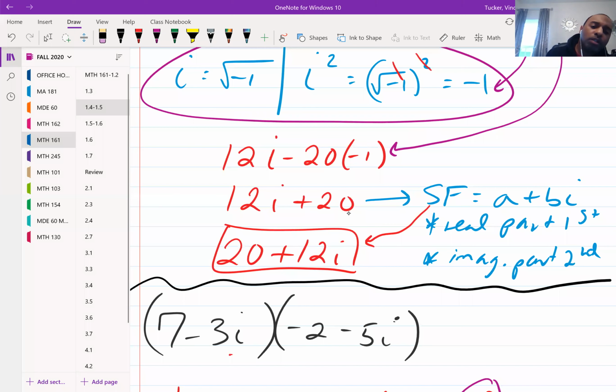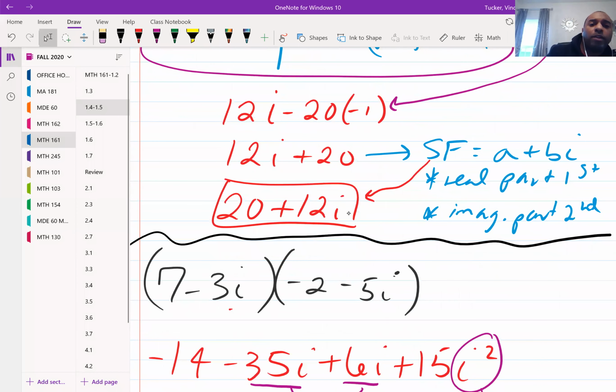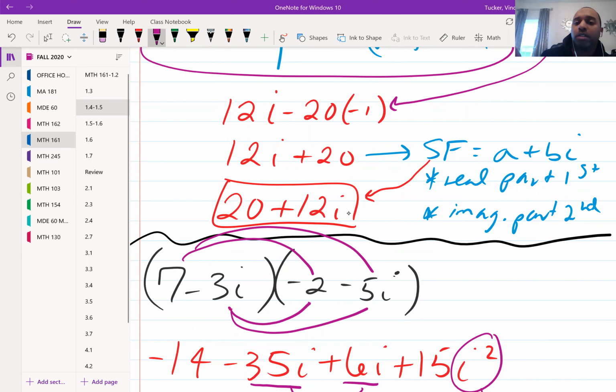Next one is 7 minus 3i times -2 minus 5i. So we have our binomial distribution: 7 times -2, 7 times -5i, -3i times -2, -3i times -5i. Negative times a negative turns positive. Somebody asked, why did the subtraction turn to addition? If you're talking about that last one, -20 times -1 turned to positive 20.